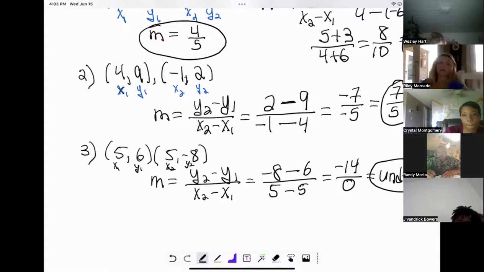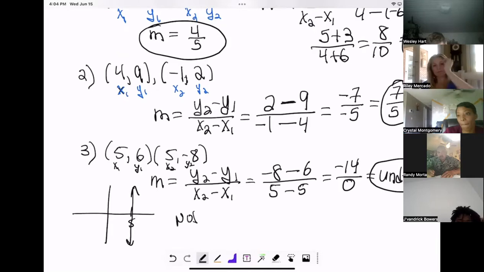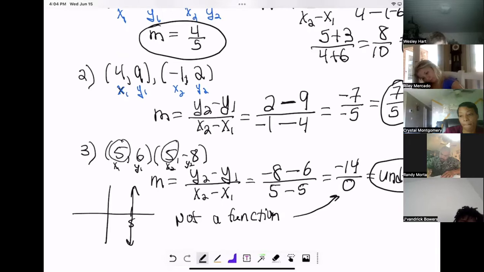And remember, X can't repeat, not a function. So if I was going to graph this, it would be at 5, it would be a vertical line. And that's why it's undefined slope. It's not a function. When you divide by 0, not a function, it's going to be a vertical line. How do I know it's at 5? Because every X is going to be 5. So it had to be here at 5. And the equation would be X equals 5, because every single X is going to be 5.